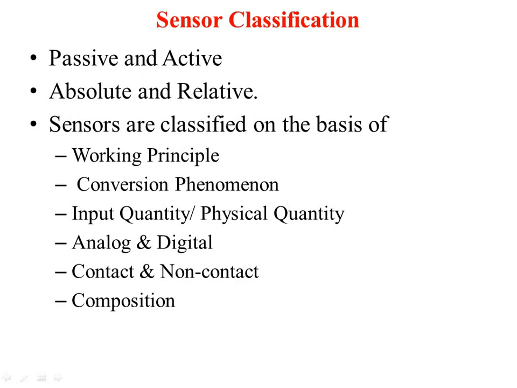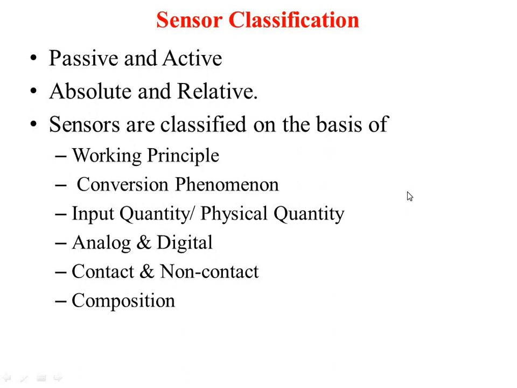various techniques. So we can classify the sensors as passive and active. We can classify the sensors as absolute and relative, as well as on the basis of analog or digital type. There are many types on which basis we can classify the sensors: based on working principle, convergent phenomena, input quantity, contact, non-contact, and composition type.